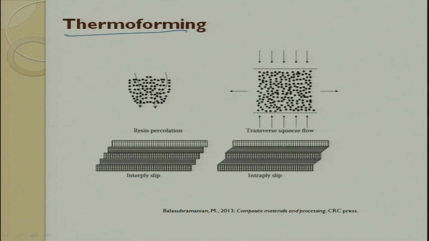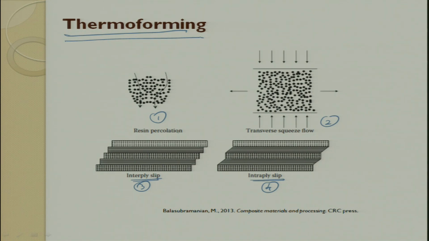Here resin percolation can happen, and you have interply and intraply slipping. Interply means between 2 plies, intraply means within 1 ply. Interply slipping can happen, intraply slipping can happen, and then transverse squeeze flow can happen. So these are the mechanisms: resin percolation, transverse squeeze flow, interply and intraply slipping. All 4 are the phenomena which generally happen in the thermoplastic forming process.